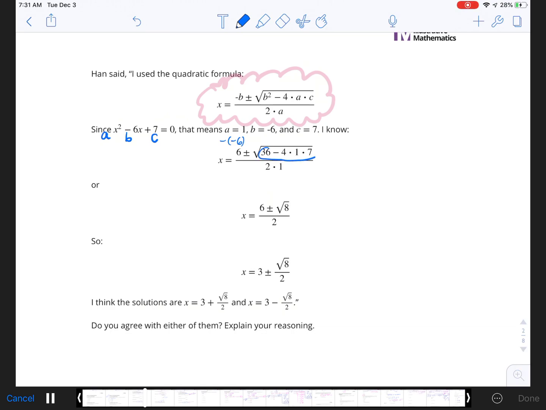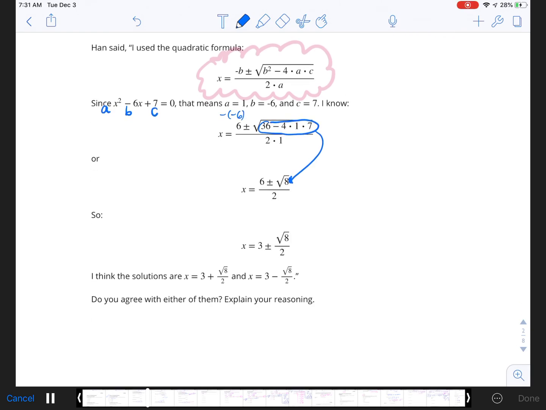When you simplify under the square root, that whole thing simplifies to be 8. So we have 6 plus or minus the square root of 8 over 2. He decides to split this fraction up to simplify it, so he gets 6 over 2 plus or minus the square root of 8 over 2. And 6 over 2 becomes 3. And square root of 8 over 2 he leaves as such. And so then he breaks it into his two answers.